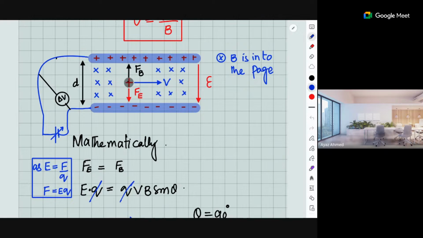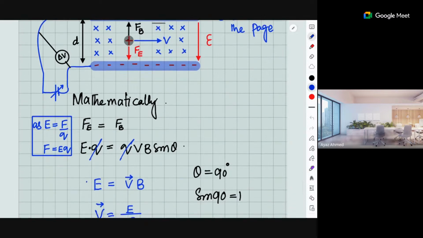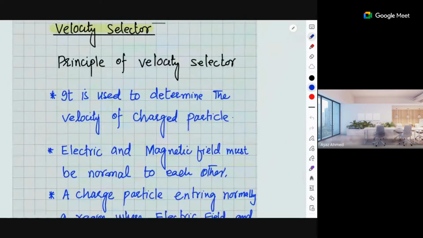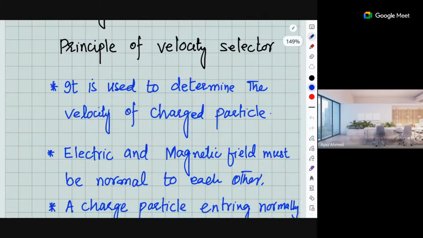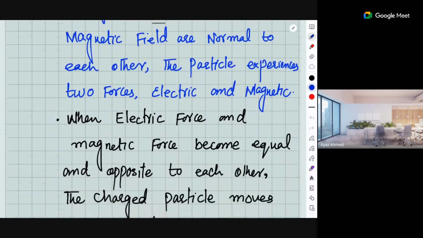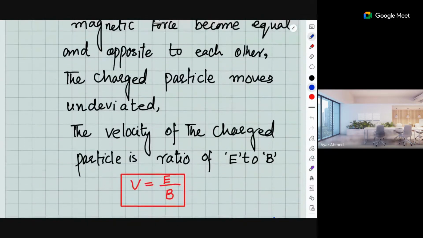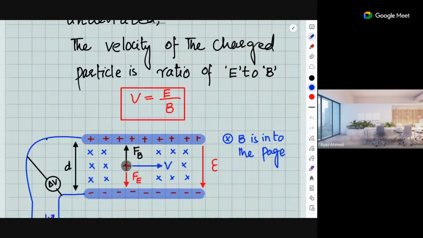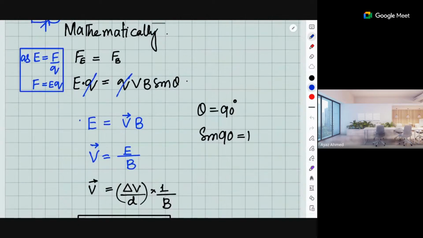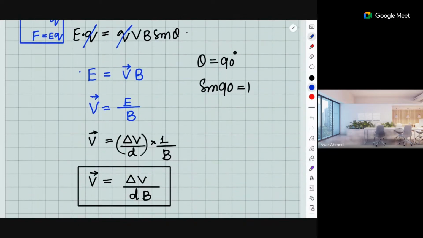Okay, so here we were talking about the velocity selector. It has the principle that both electric and magnetic fields are placed normally to each other, and when a charged particle enters normally to both these field regions, the particle experiences two forces, electric force and magnetic force. If they are equal and opposite to each other, the charge will move undeviated, and at that time the velocity of the charge is equal to the ratio of electric field strength to magnetic field strength.